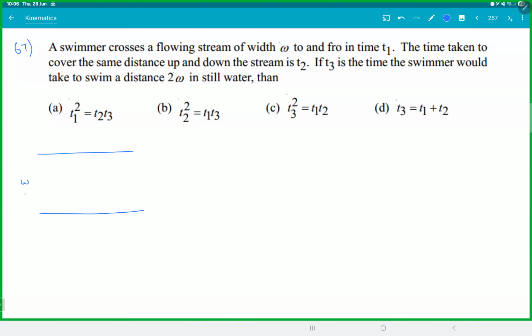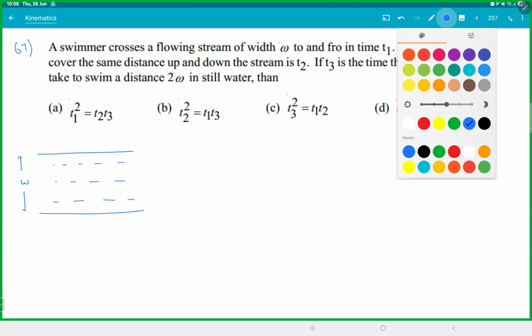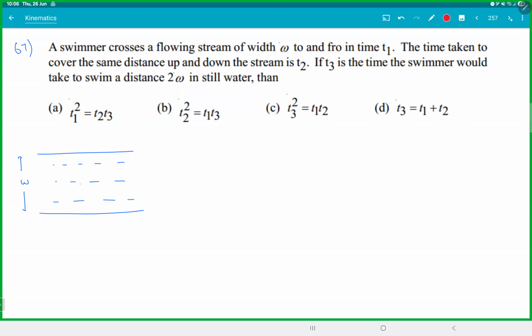So we got a river of width W. So you want to cross the river up and down. This we already saw. You actually go at an angle theta with speed V, that story. So this time will be W by root over V square minus U square into 2 because there are to and fro. This is T1.